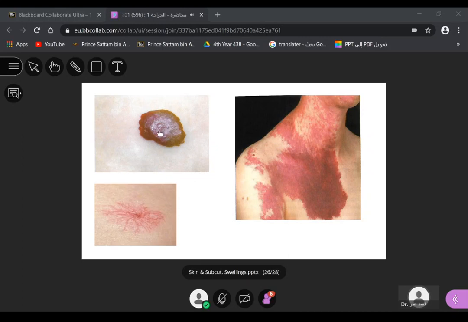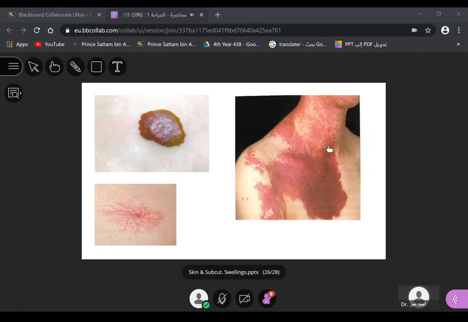This is known as capillary hemangioma. You see this dark red lesion. On the right side, you can see the red color is diffuse, as if the skin is stained, and that's why this is known as port-wine stain.